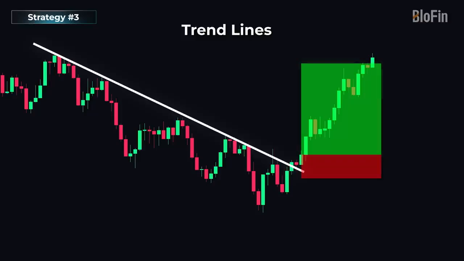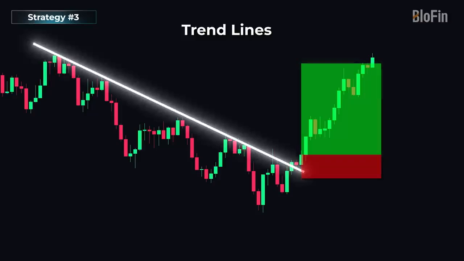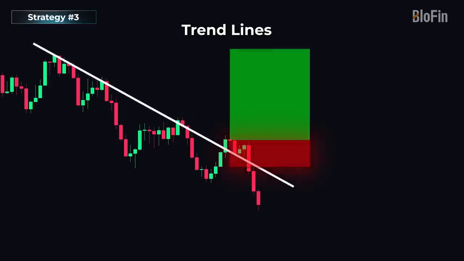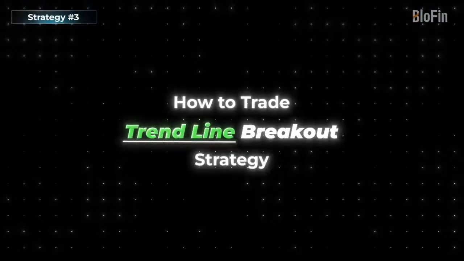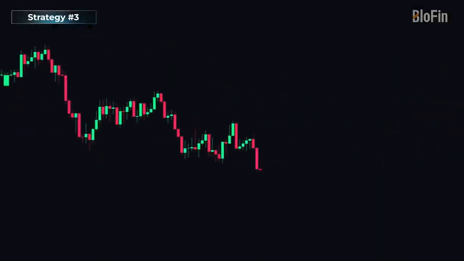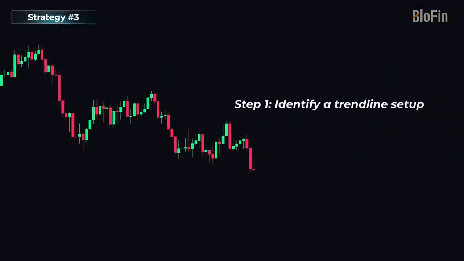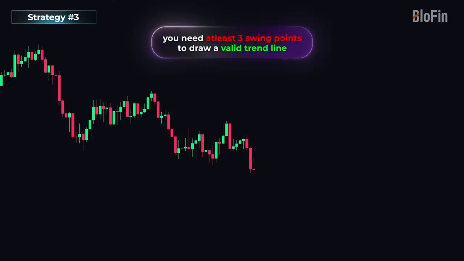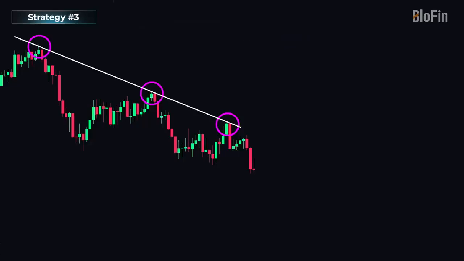But of course, to make this work, we can't just draw a random trend line and wait for a breakout. If the line is drawn slightly wrong, you could end up entering at the wrong place. So here's how to trade the breakout strategy properly. The first step is to identify a trend line setup, and this is the most important part because a lot of traders get this wrong. To draw a valid trend line, you need to find at least 3 swing points in price. If it's anything less than 3, it's not valid. Once you found 3 swing points, connect them with a line.